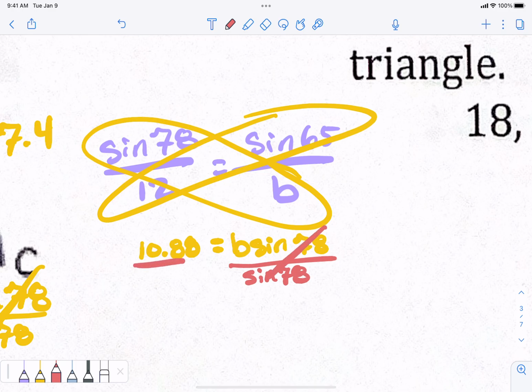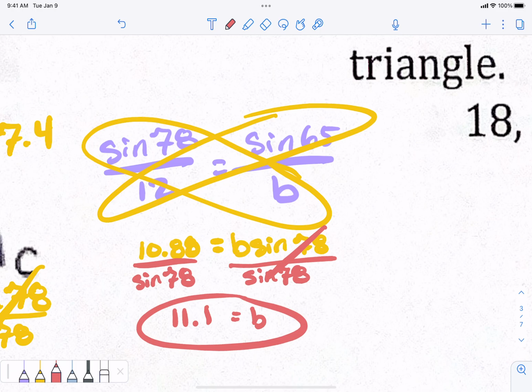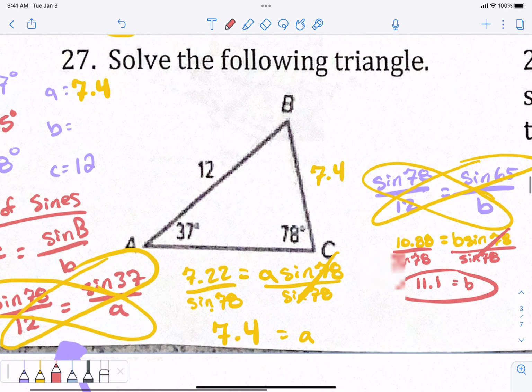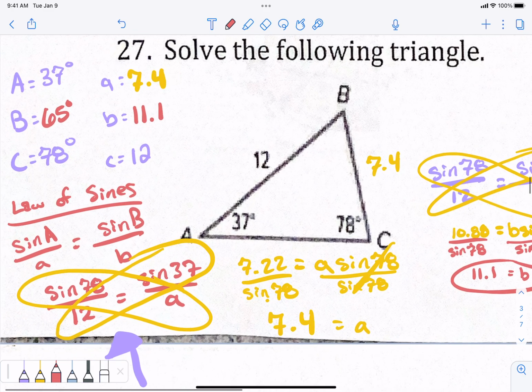That's why it's cross multiply and divide. Okay, 10.88 divided by sine 78. I got 11.1. Now, if you get a different answer than me, it's probably because you used 10.88. I used the actual decimal number that was full in my calculator and just divided by sine 78. So my answer is really super accurate. But if you got like 11.2 or something, that's probably what you did. You just typed in 10.88 again.